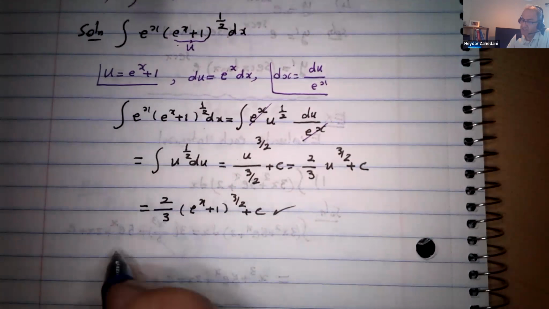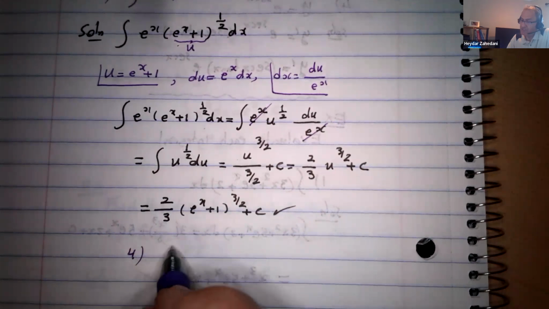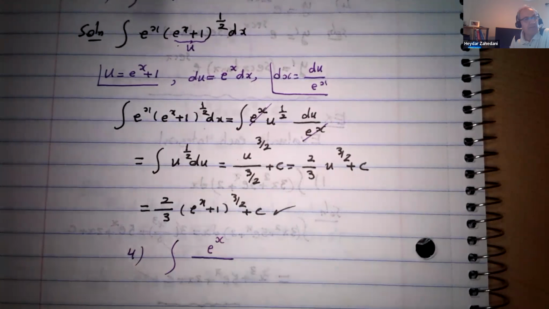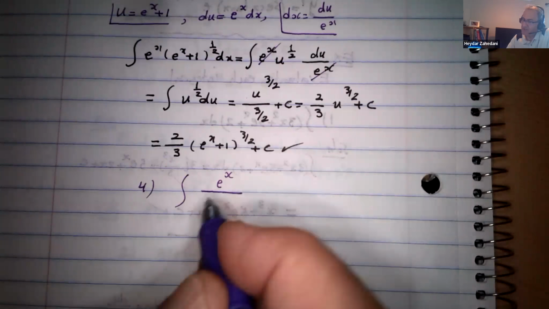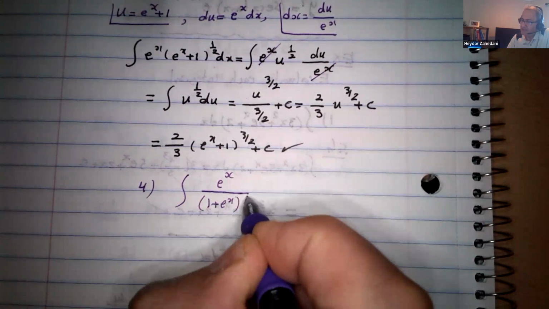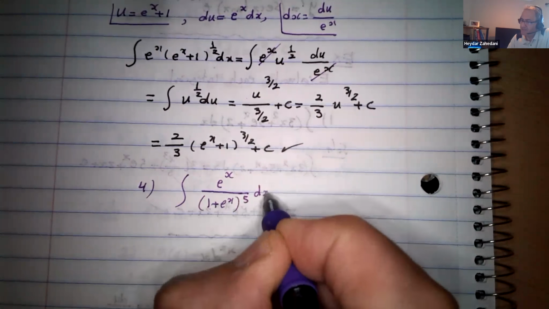I'll give you another one. This is a very famous format, and we're going to use it quite a lot, so pay attention to this one. You may have it here: e to the x on the top, over 1 plus e to the x to the 5th, dx. See this one?